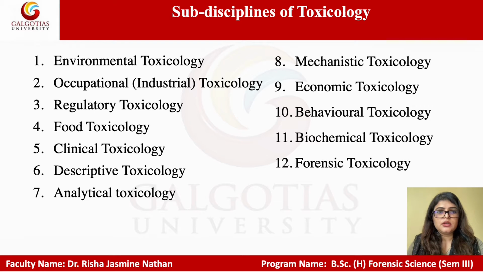Now this slide shows the subdivisions of toxicology. Broadly, it can be classified into 12 categories, starting with environmental toxicology, occupational or industrial toxicology, regulatory toxicology, food toxicology, clinical toxicology, descriptive toxicology, analytical toxicology, and then there are other types such as mechanistic toxicology, toxicology that deals with economics, behavior of animals and humans, and biochemistry. As students of forensic science, we would be primarily focusing on forensic toxicology.